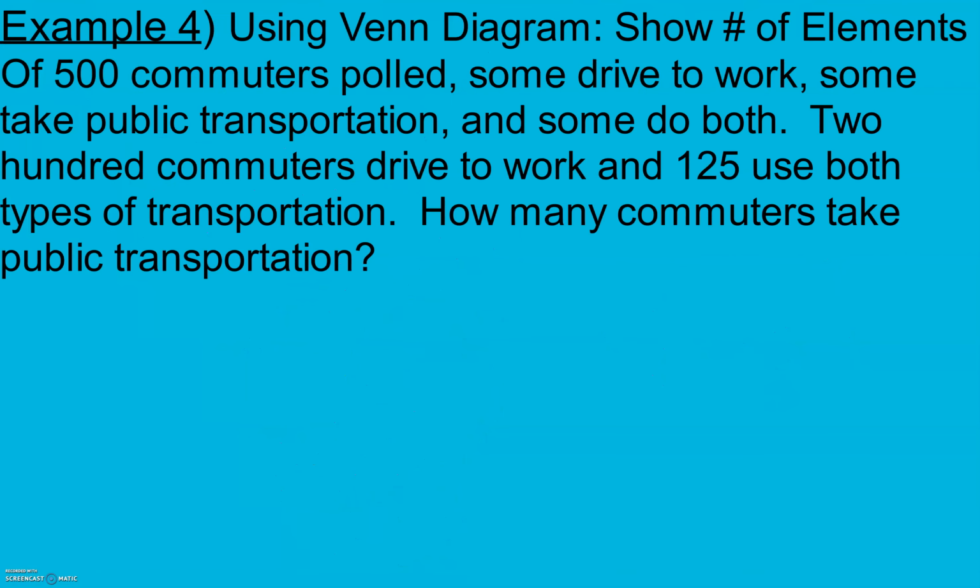In example 4, we're going to use Venn diagrams to show the number of elements. So of 500 commuters polled, some drive to work, some take public transportation, and some do both. So the things we're comparing here are people who drive to work to people who take public transportation. The both part here is this. Okay, it's the part where they overlap, the part in the middle.